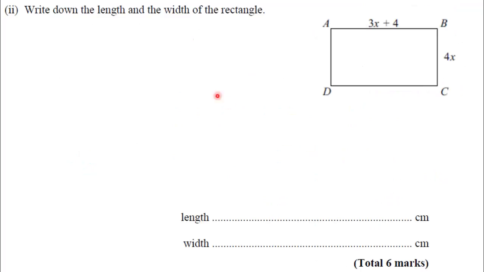In part 2, it says write down the length and the width of the rectangle. So we want to work out the length and the width of this rectangle here in the shape. I've presented the question slightly differently here. What we know so far is that x is equal to 3.5. We have this expression for the length, 3x plus 4, that's 3 lots of x plus 4. And we have an expression for the width, 4x, that means 4 lots of x.